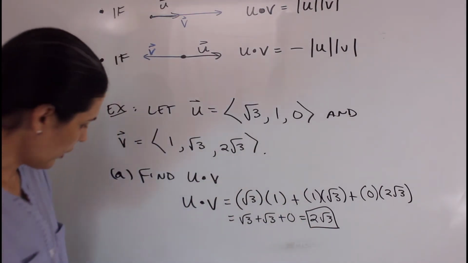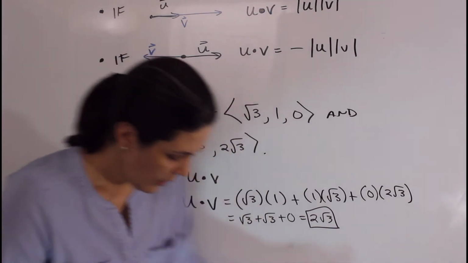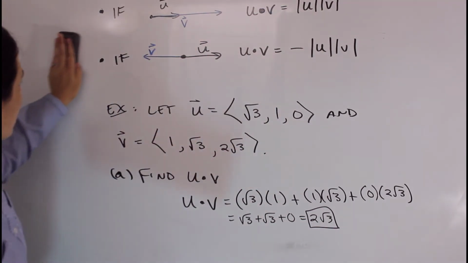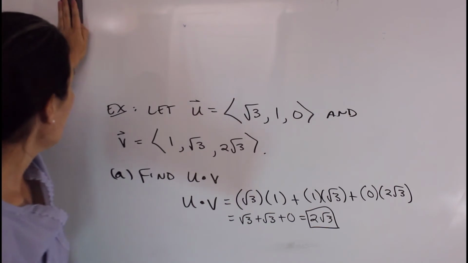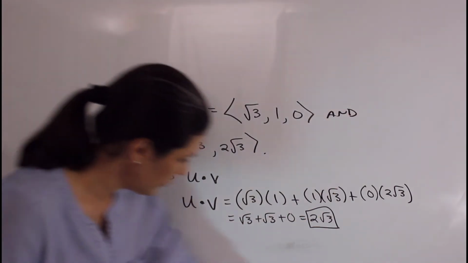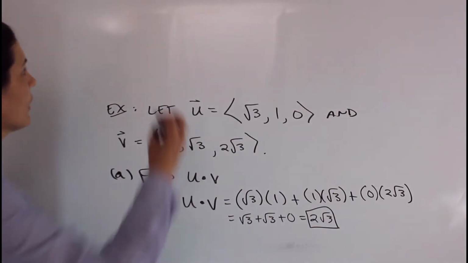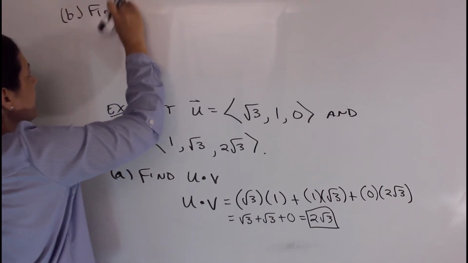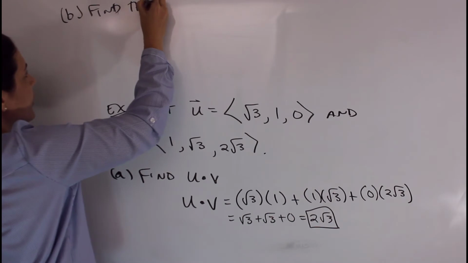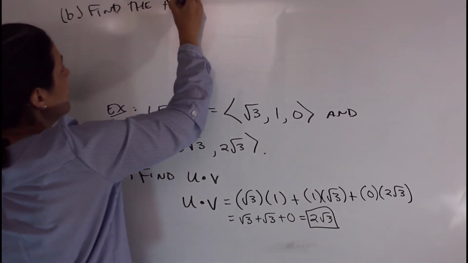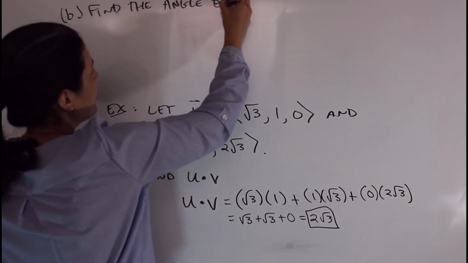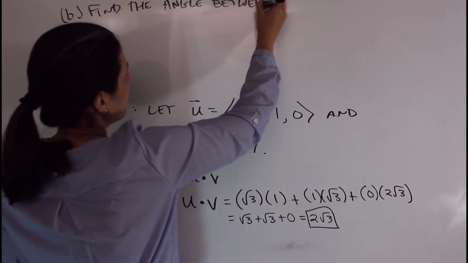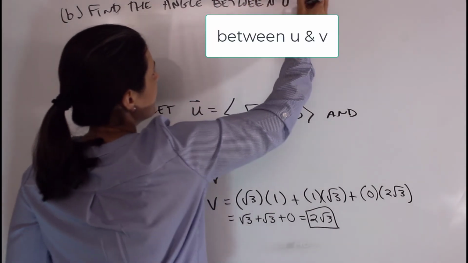Let's go ahead and do a part B to this. We are going to find the angle between these vectors. Okay, so part B. Find the angle, and you could just call it theta if you want, between u and v.